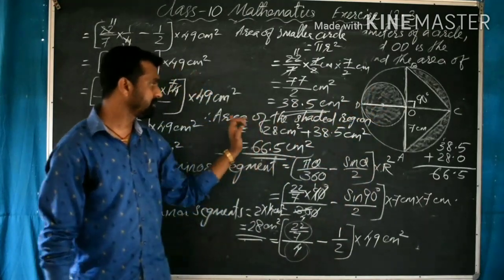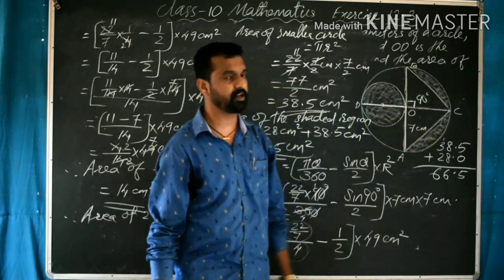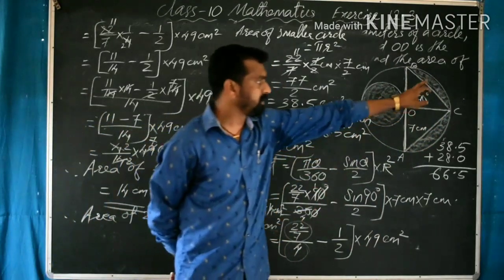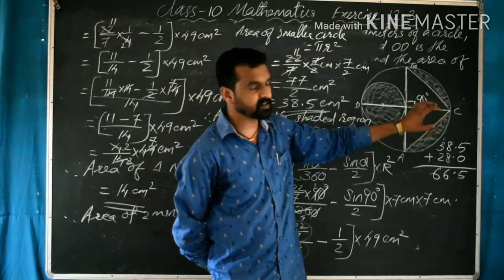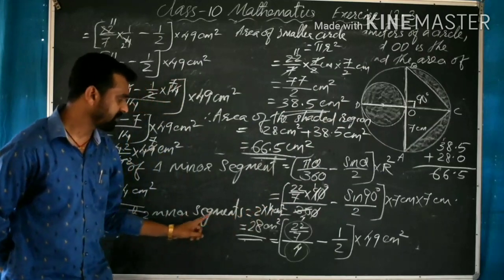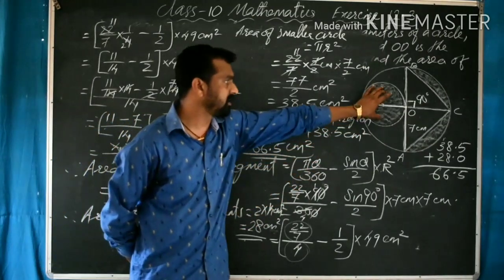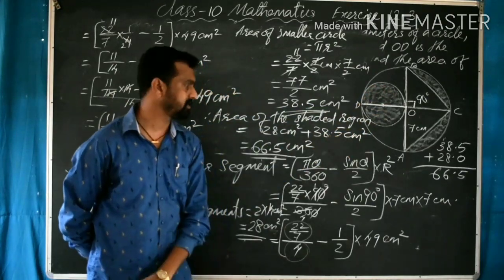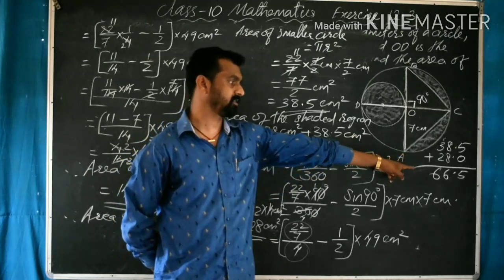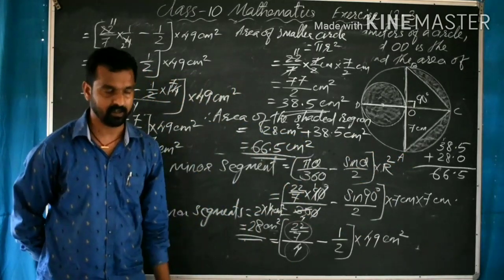Therefore, we want to find out the area of the shaded region, that whole shaded region area. So area of the shaded region is equal to area of these two minor segments plus area of the circle. Area of two minor segments, we got the answer here, 28 centimeter square, plus area of this circle is equal to 38.5 centimeter square. So 28 centimeter square plus 38.5 centimeter square is equal to 66.5 centimeter square.